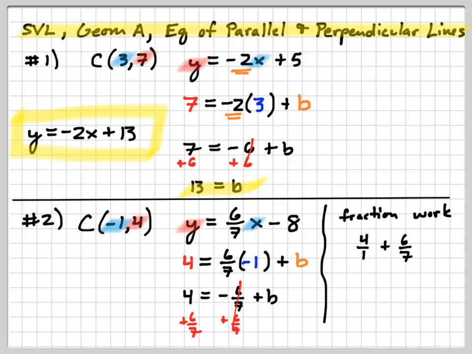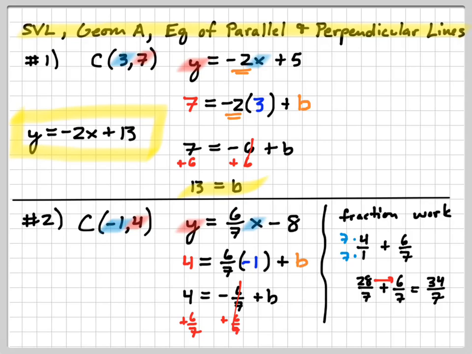Now, when I multiply fractions, very easy. I can do anything I want. When I add or subtract, very specific. So in order for me to add or subtract a fraction, I need to have a common denominator. I need to have 7 on the bottom. And I do that on the left fraction here, 4 over 1, by multiplying the top and the bottom by 7. Now I get 28 over 7 plus 6 over 7, and I just add across the top.